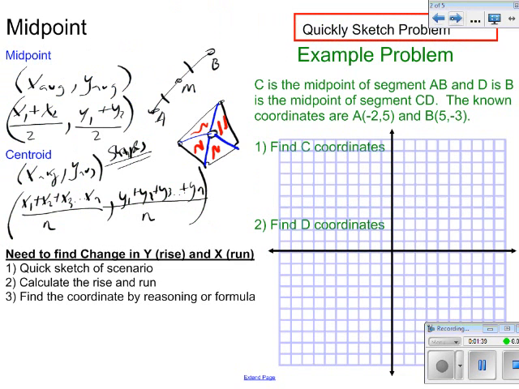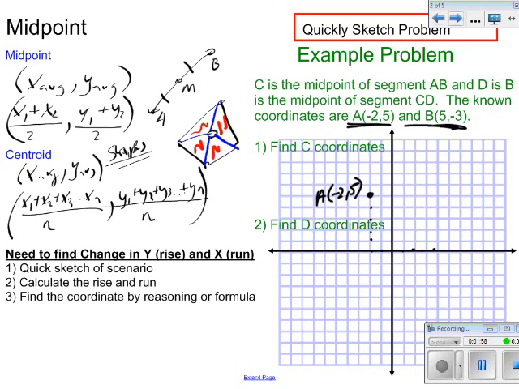So in this case, we have midpoint. C is the midpoint of segment AB, and D is the midpoint of segment CD. All right, this is a mouthful. So what I would recommend doing first is just try to sketch the problem. Okay, so to try to visualize what the problem is, and make sure when you plot the points, always put the letter and the coordinate.